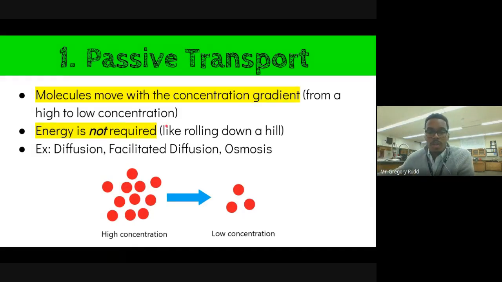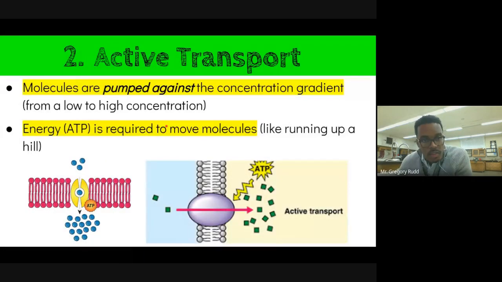So passive transport does not require energy, but active transport does indeed require energy. Active transport would be like running up a hill. You're moving from an area of low concentration to an area of high concentration. So we need energy to do that.